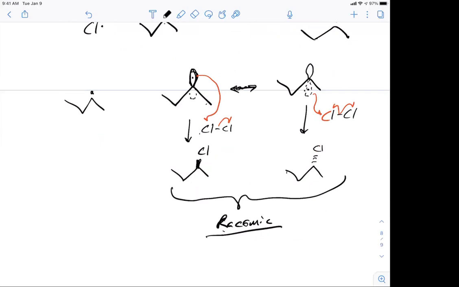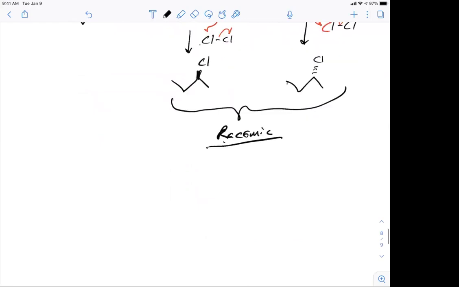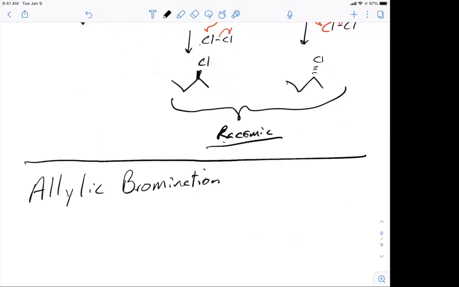Okay. All right, questions so far? I've gone through a lot of radicals today. All right, let's look at one more before we let y'all head to the weekend. Okay, allylic bromination.